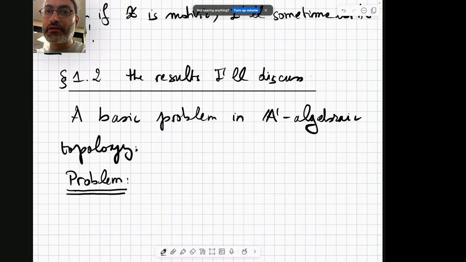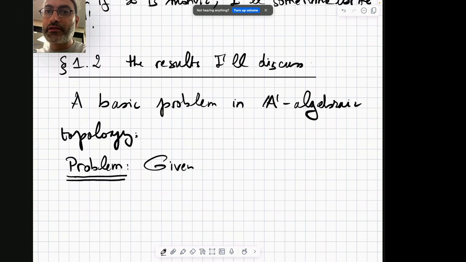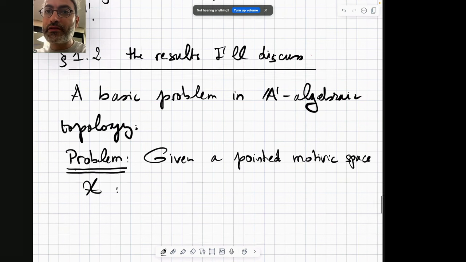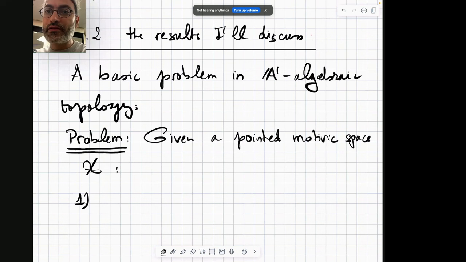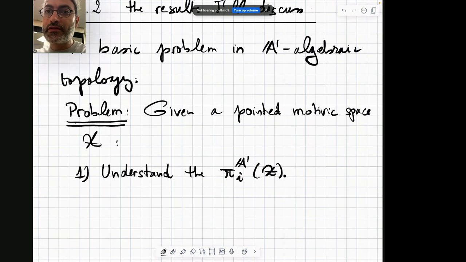So what is it? Given a pointed motivic space X, we can ask for two things. One thing we would like to understand is its homotopy sheaves, the pi i A1 of X. So like in topology, we care about the homotopy of the spheres, and so in this setting we would care about these homotopy sheaves for X.